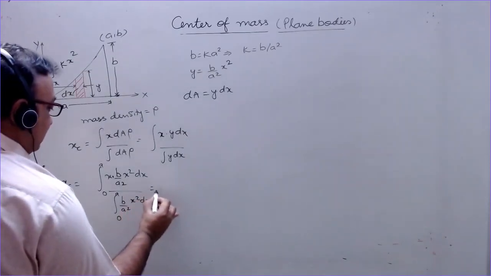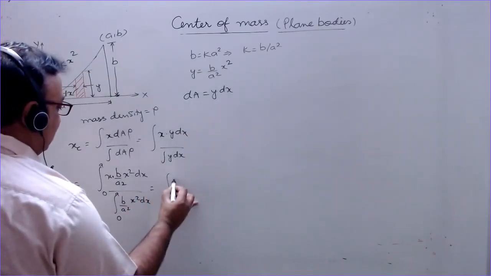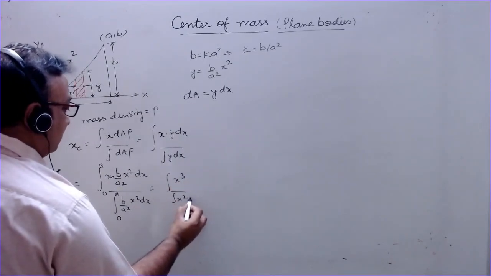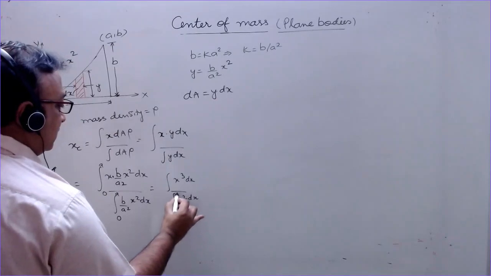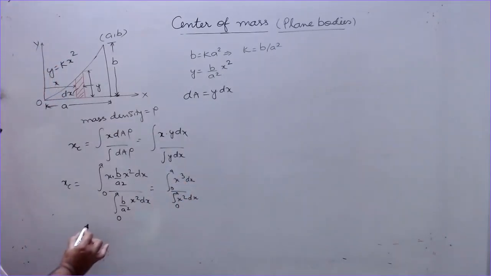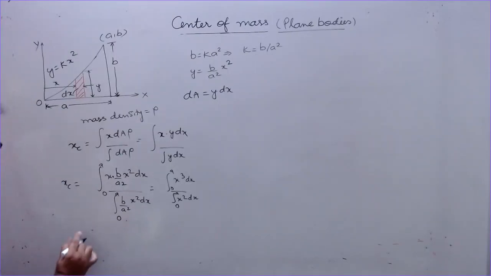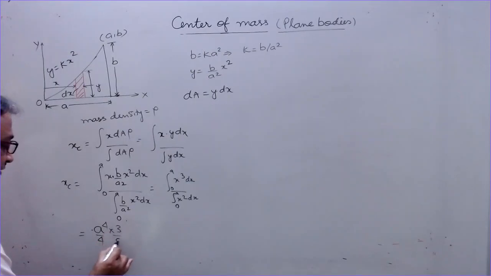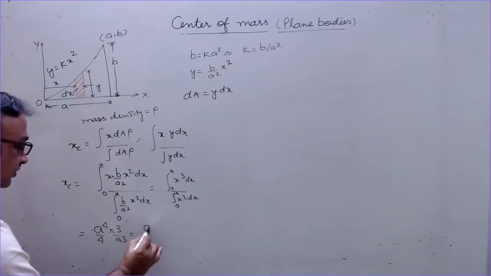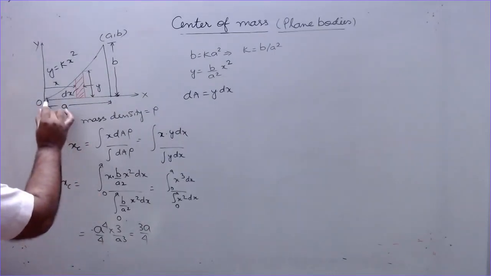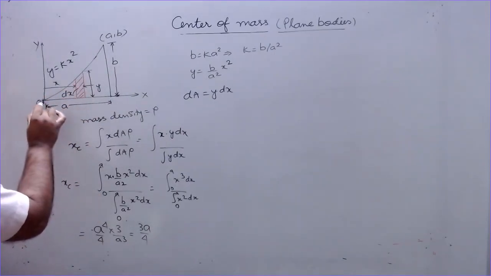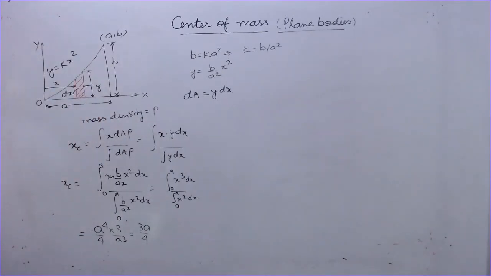So b by a square will be cancelled. So this is equal to integral x cube by integral x square, 0 to a, 0 to a. So this is a4 by 4 divided by a cube by 3. So this gives 3a by 4. So at a distance of 3a by 4 from this point is the x coordinate of center of mass of this lamina. So this is how you can find the x coordinate of this.